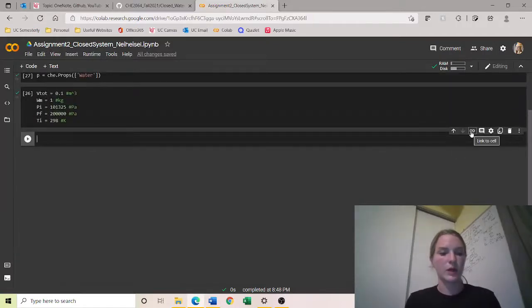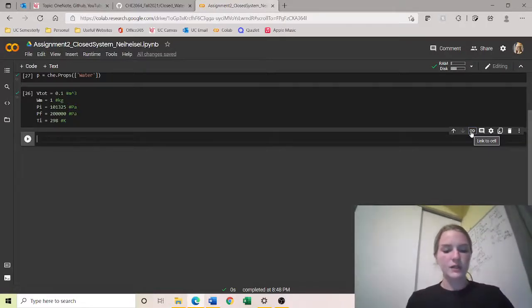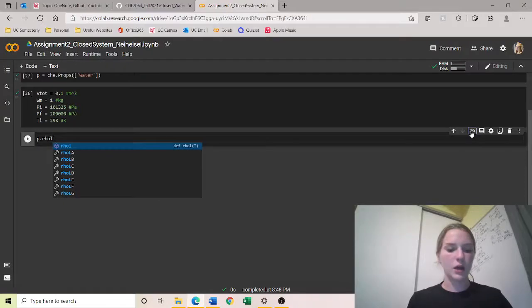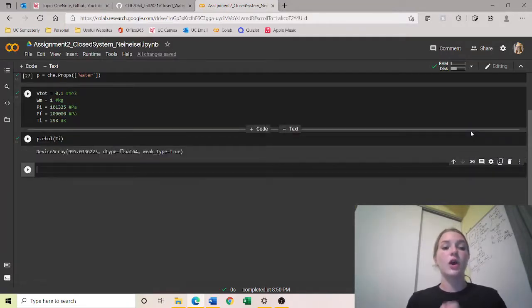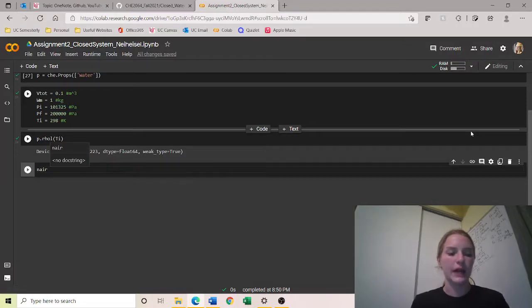So now we are going to go back to our whiteboard for a second. All right, so now we are going to type that equation that we just wrote into Colab. So first, let's figure out what the density of water at our initial temperature is going to be. So if we hit Shift Enter, our density at our initial temperature, so our initial temperature is 298 degrees Kelvin. So our density at that temperature is going to be 995. So now we want to type in that equation that we just wrote on our whiteboard.